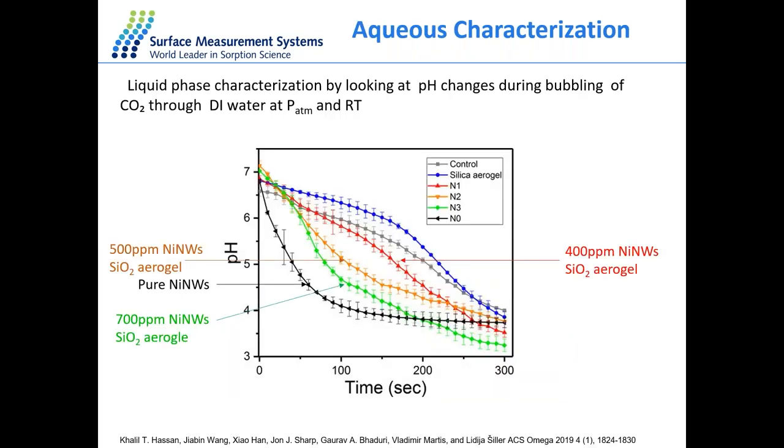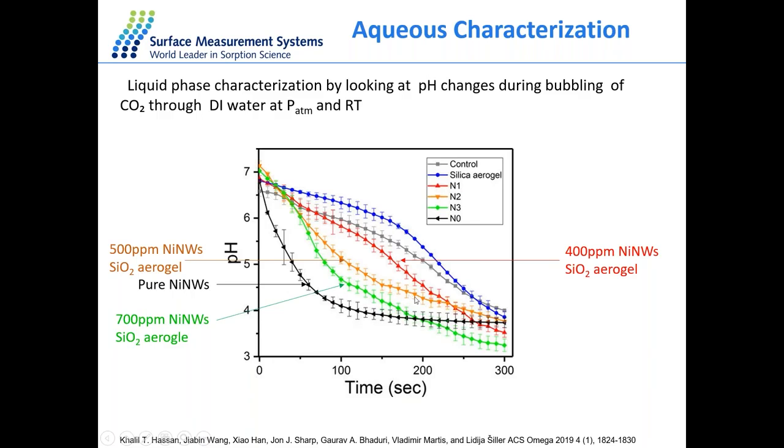The other characterization, as I mentioned earlier, we're going to look at the aqueous and gaseous characterization. So we start first with aqueous characterization. It is liquid phase characterization, where we're looking at the pH changes during the bubbling of carbon dioxide through deionized water at atmospheric pressure and room temperature. What you see here on the x-axis is the time in seconds. On the y-axis, we have the pH.